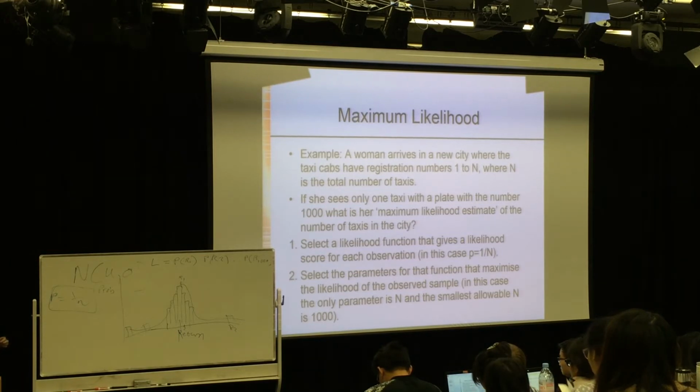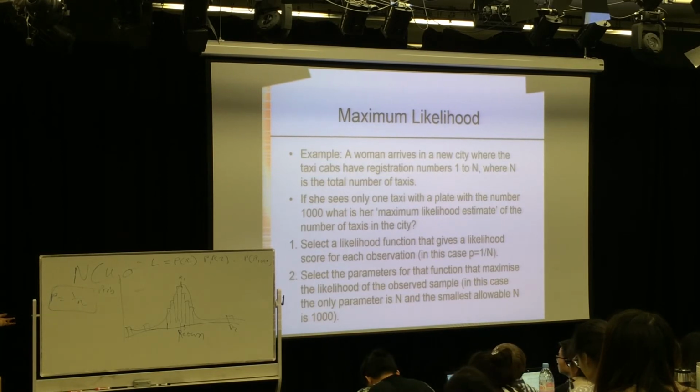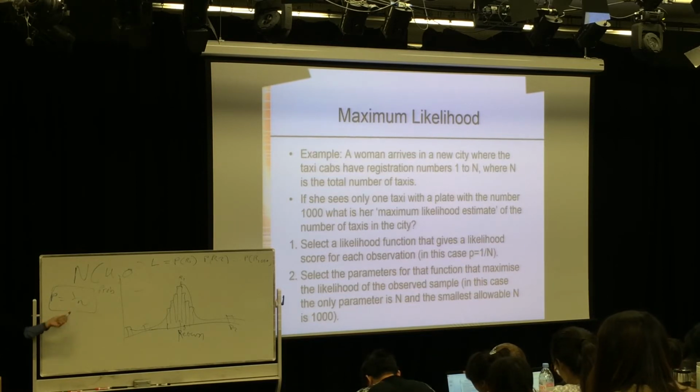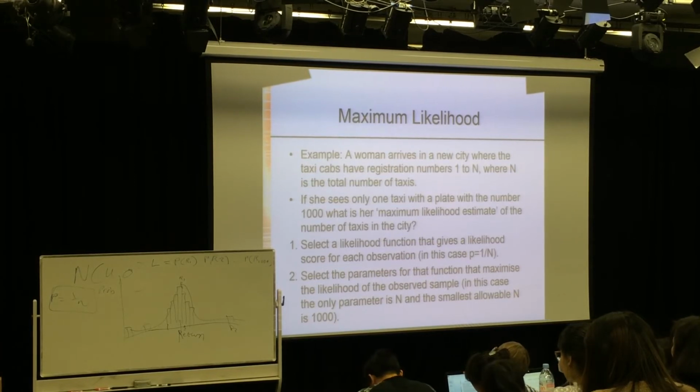Okay. So if you don't know what n is, in the same way that we pick mu and sigma, how would you pick n to maximize the likelihood of you seeing a particular taxi? So if you see taxi number 1000, what value of n would you pick to make that as likely as possible, given the probability is 1 over n? So what's going to make the probability higher? If it's 1 over n, what's going to make it higher? A high value of n or a low value of n? A low value of n.